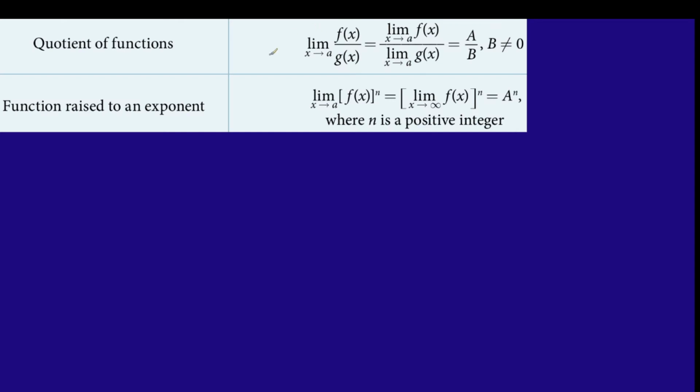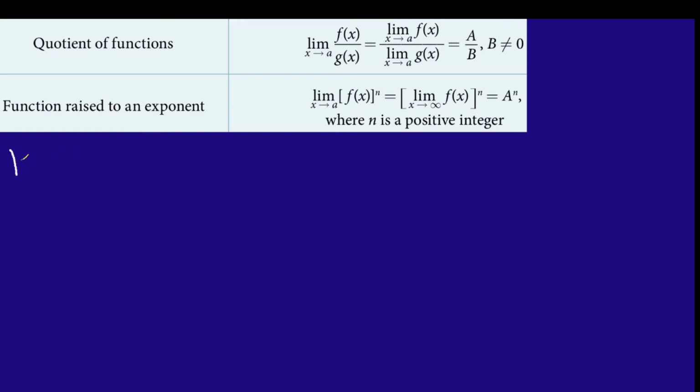All right, so we're going to start with the bottom rule here, and that is function raised to an exponent. Again, it's always hard to understand this abstractly. But if you read this off to the right, it says the limit of x approaching a of f of x raised to the nth power is the same as the limit of x approaching a of f of x, all raised to the nth power. To make this as clear as possible, we're just going to solve it so you can see what this particular rule is talking about.